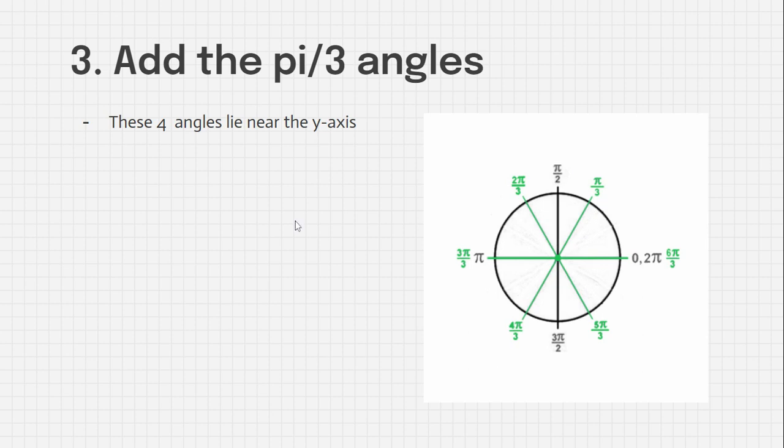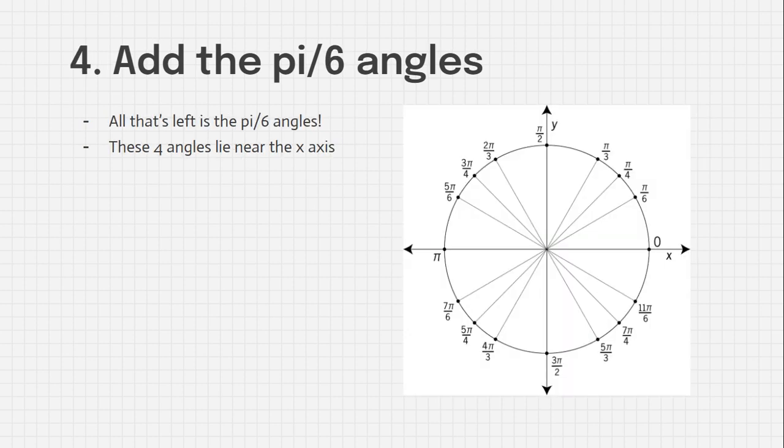Next, we have the pi over 3 angles. So these are basically all the angles that lie right beside the y-axis. So we have pi over 3 and 2 pi over 3, and then the 3 pi over 3 is the 180 degrees, and then we have 4 pi over 3, 5 pi over 3, 6 pi over 3. So the best way to remember this is just that these are the angles that are with the y-axis, which means that they're going to be over 3, pi over 3.